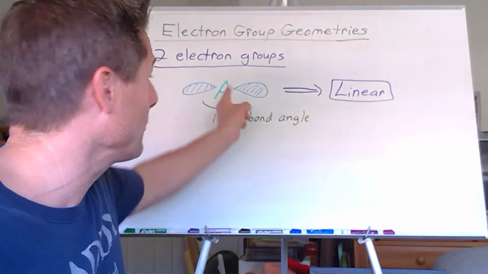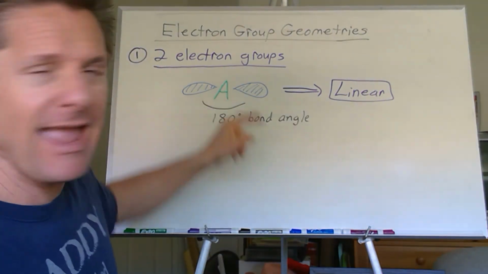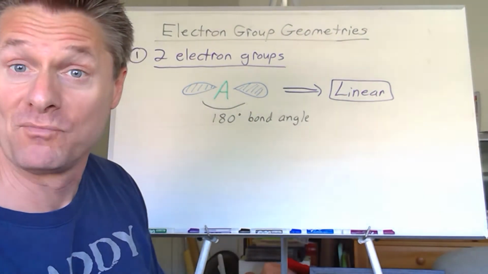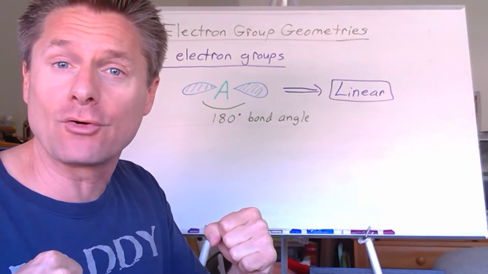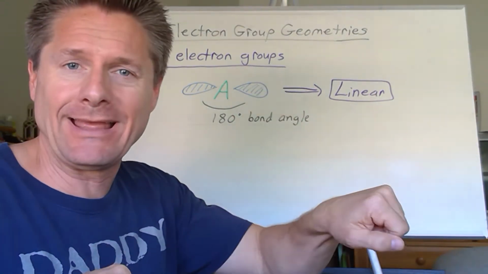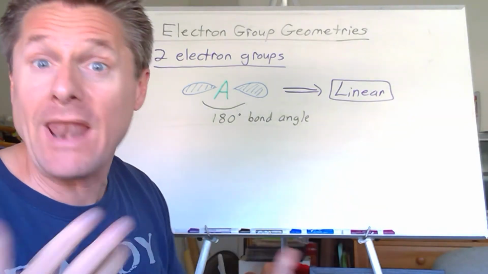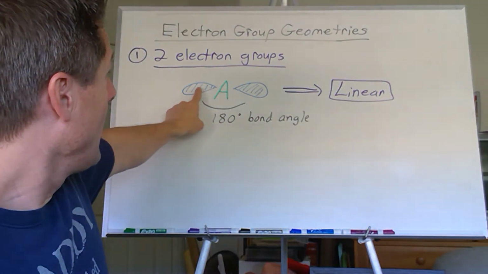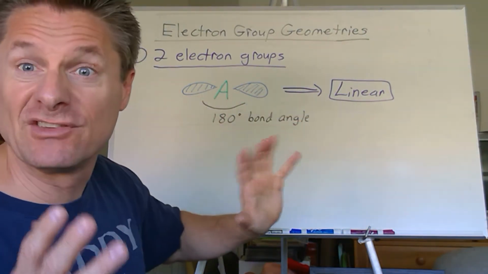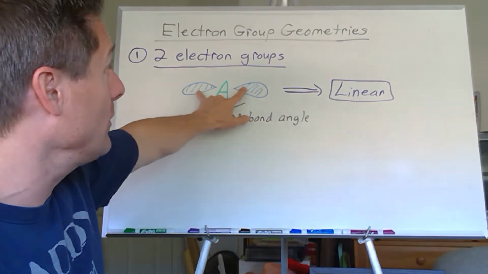All right, let's start with 2 electron groups. Let's say we have A, we'll just call A some central atom. And let's say it only has 2 electron groups. So that could be a triple bond and a single bond, 2 double bonds, right? Whatever it is. And let's just call those blue regions of electron density, 2 groups. So we have 2 electron groups.